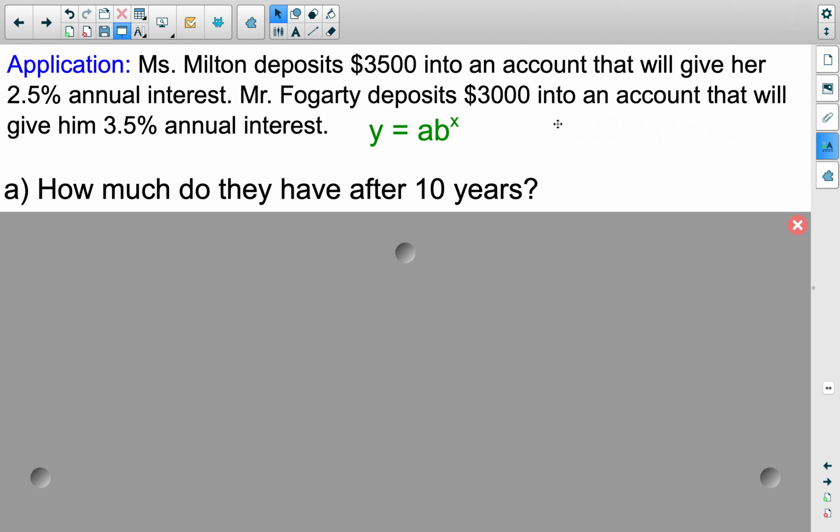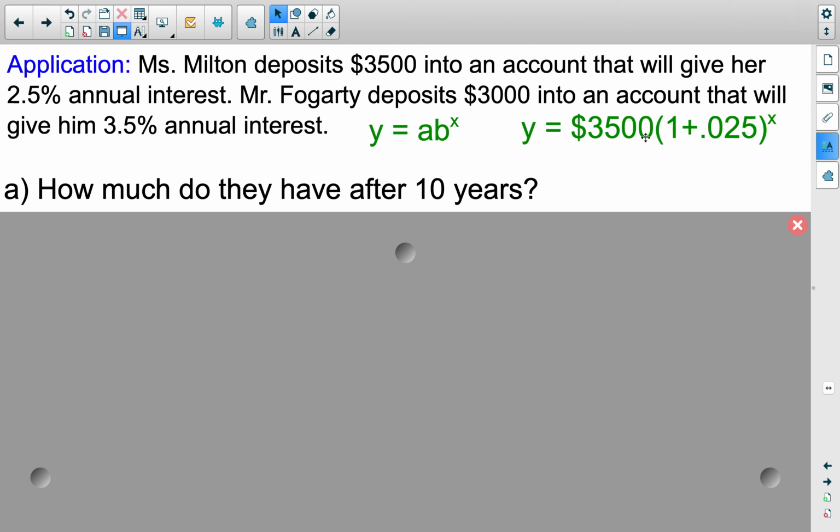So when you put these into the equation, this is Miss Milton's, for example, her initial value A was $3,500, and then her interest rate was 2.5%. Make sure you turn that into a decimal. Move the decimal over 2 places. And then you have to add 1 so that her money grows by 102.5%.